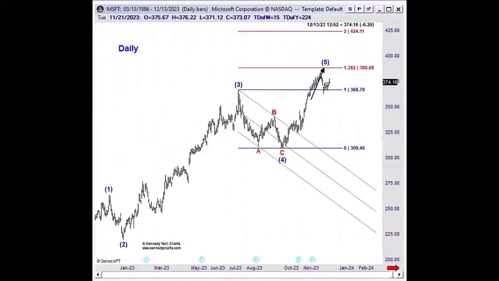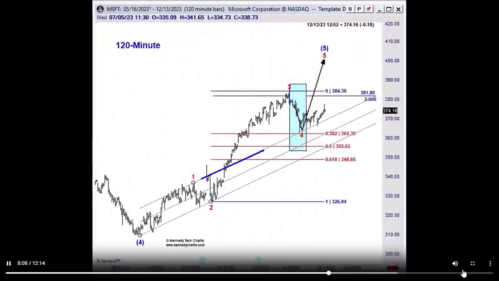Now let's take a look at another example. This was Microsoft. Now in Microsoft, we were talking about this back in early November. We were looking for a further rally up to a target of 388.68. So now we look at the internal substructure.